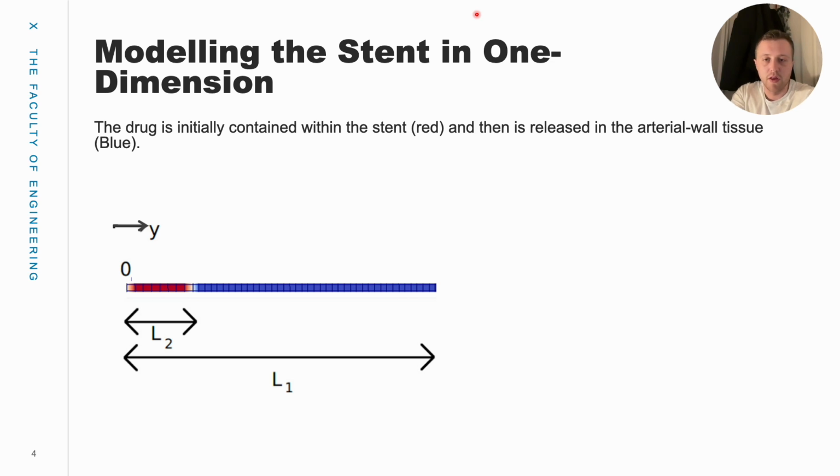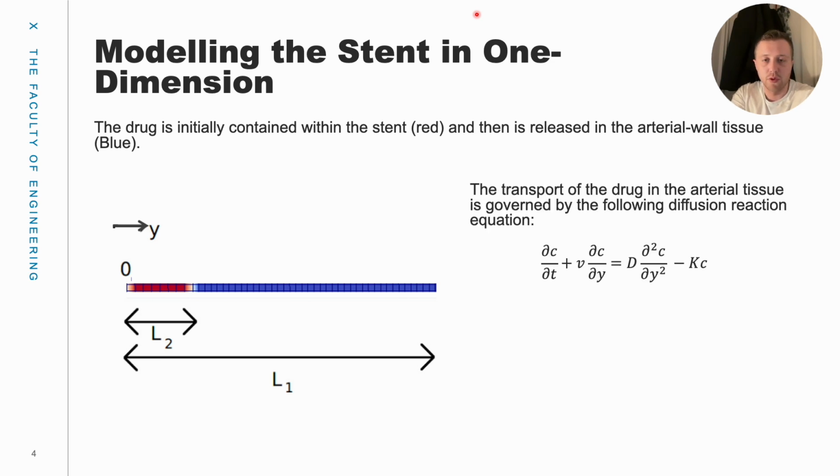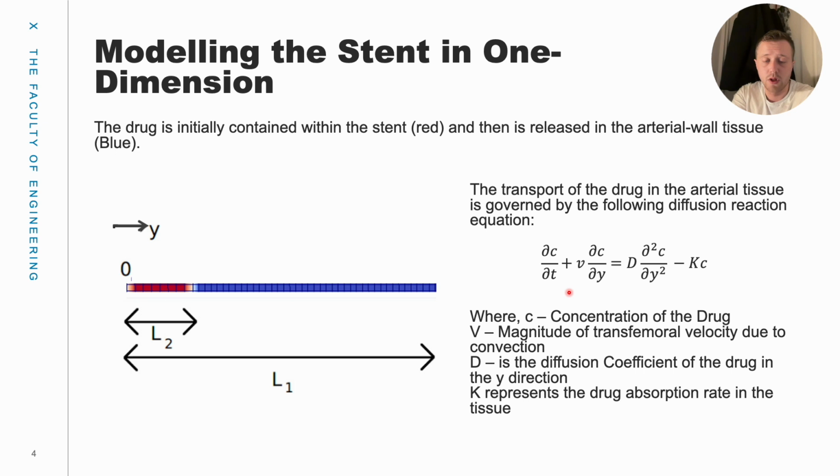We can govern this convection and diffusion by the following equations. We have a time component, a convection component shown by the letter V in the partial C dy, and also a second order diffusion term as well as a reaction term, where C is the concentration of the drug, V is the magnitude of transferable velocity due to convection, D is the diffusion coefficient of the drug in the y direction, and K represents the drug absorption rate in the tissue.